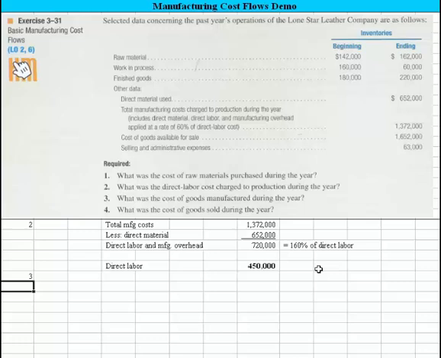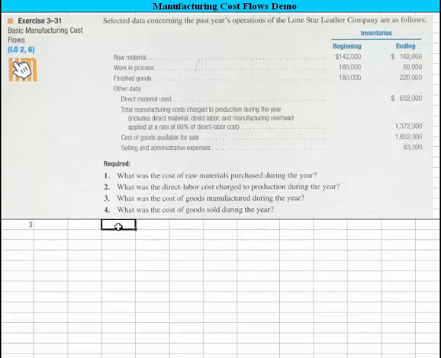What was the cost of goods manufactured during the year? Let's slide down and I'll work on that. Well, we need to compute the schedule of cost of goods manufactured. Let's start off with the WIP, that's work in process, sometimes called WIP, inventory beginning. And we know that the beginning was 160,000. Let me slide this over so we get a little bit more room to work.